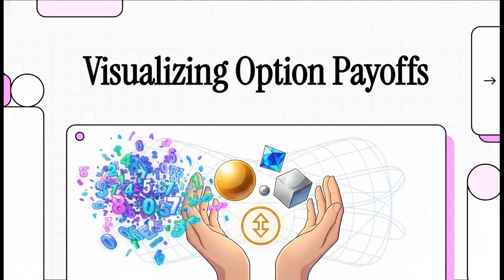You know, options trading can feel like you're just betting on these abstract numbers flying by on a screen. But what if you could actually see every possible future for that trade before you even click the button? Well, today, we're going to do just that. We're making the abstract tangible by visualizing the outcome of an option trade.